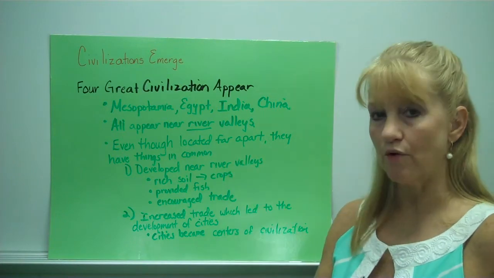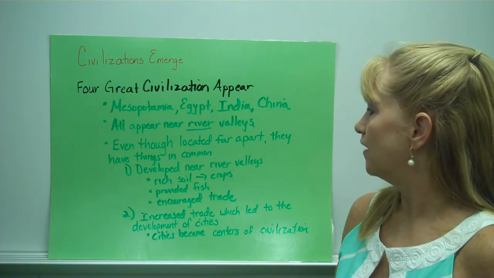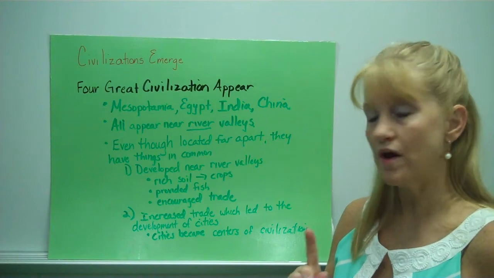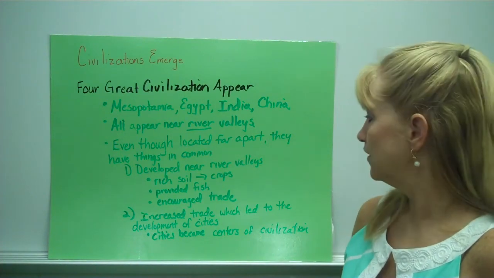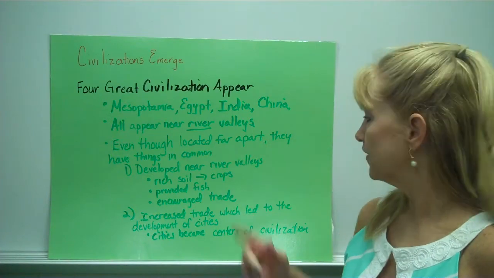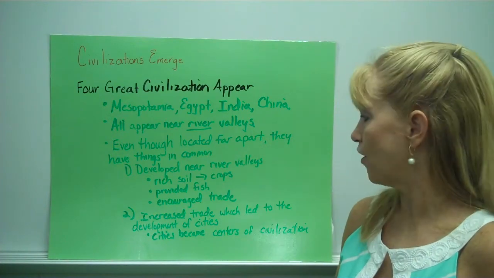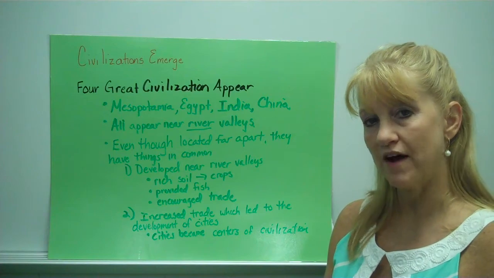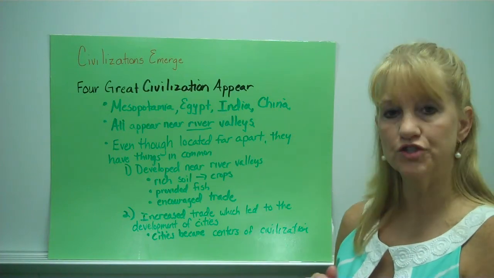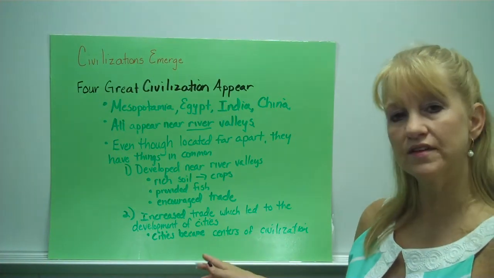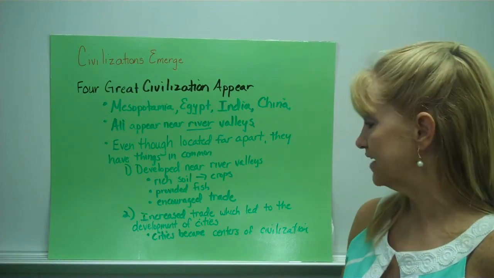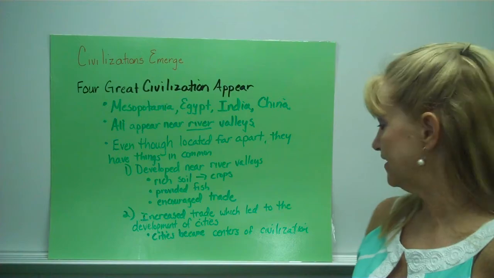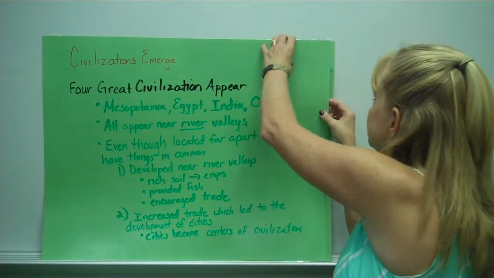And even though they're located far apart, they do have some things in common. One, they depended on the river valleys, for the rich soil that was provided through the flooding, which brought good crop harvests. The rivers also provided fish, and encouraged trade. Number 2, this increased trade led to the development of cities. And cities then became the center of the civilization.